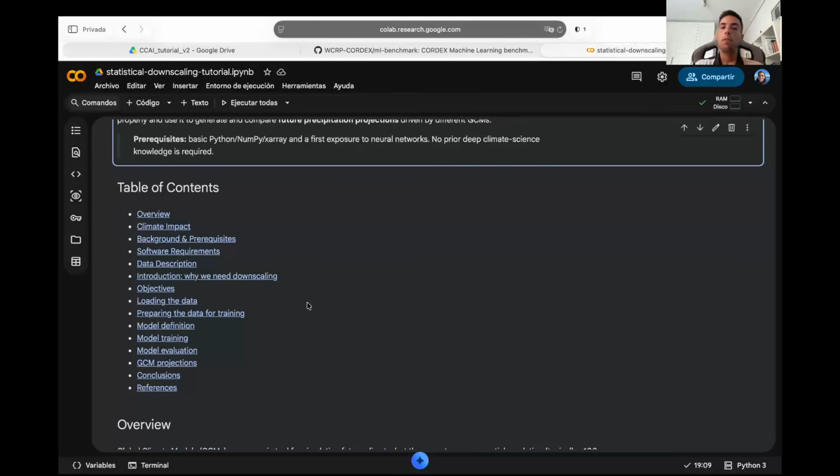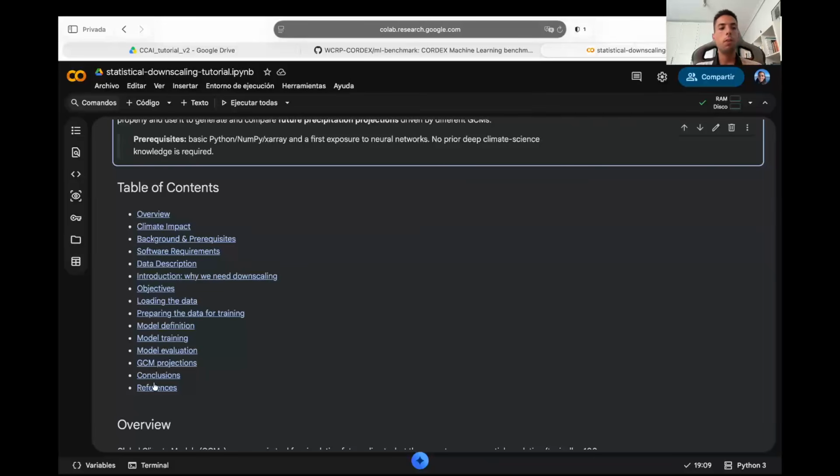Here is the table of contents of the tutorial. This video is just an introduction to the tutorial. I will talk about some ideas, but these ideas are explained in more detail in the notebook itself. So I really recommend to look into the notebook and try to have the whole picture of statistical downscaling and deep learning statistical downscaling that you can get from the notebook.